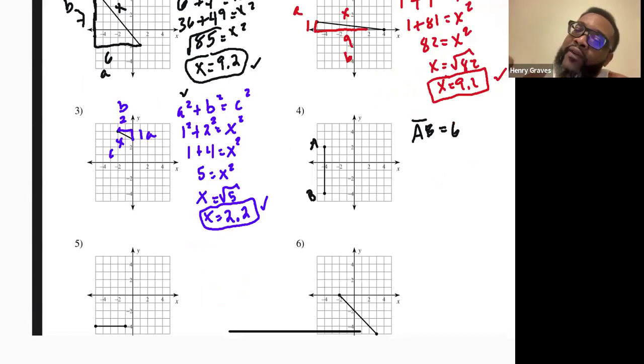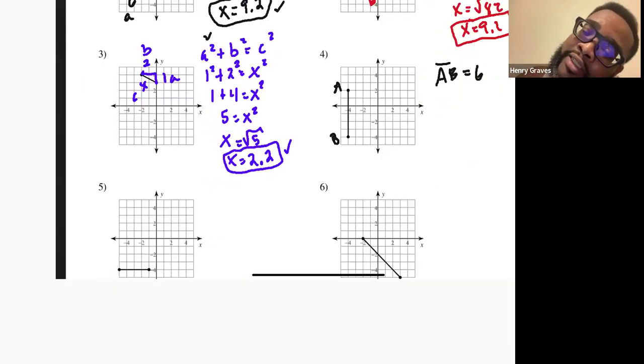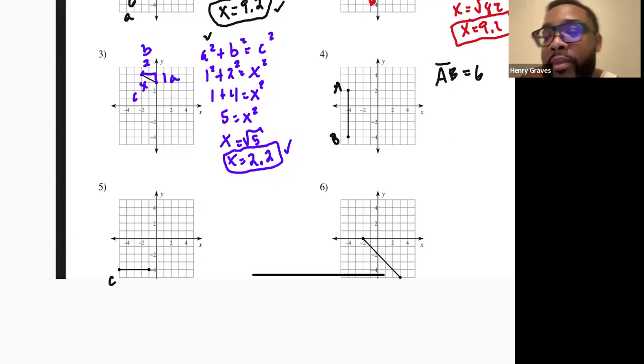Now, on number 5, the same thing. I'm gonna call this CD. So the distance for CD is gonna be, sorry, I drink some water. 1, 2, 3, 4. 4.